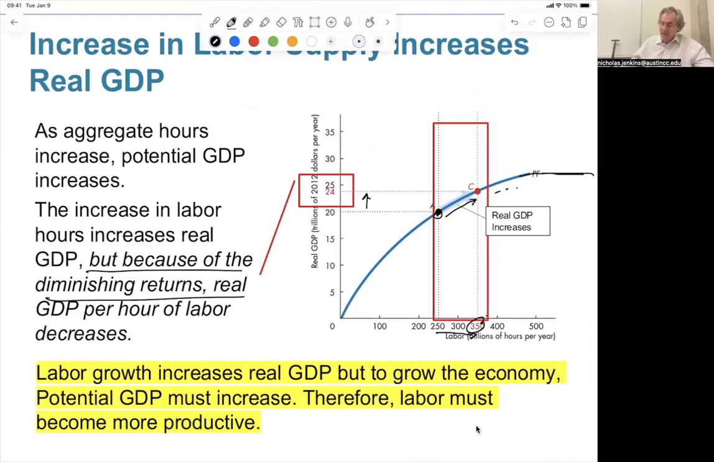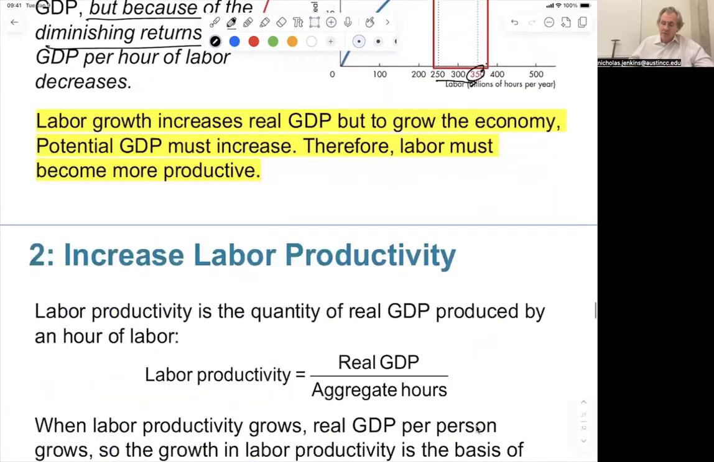And it turns out that labor growth increases real GDP, but to grow the economy, potential GDP must increase. Therefore, we have to become more productive. Let's talk about what that means.